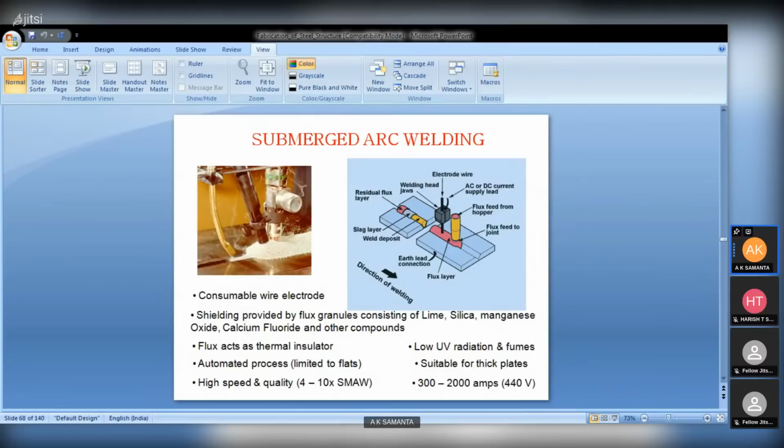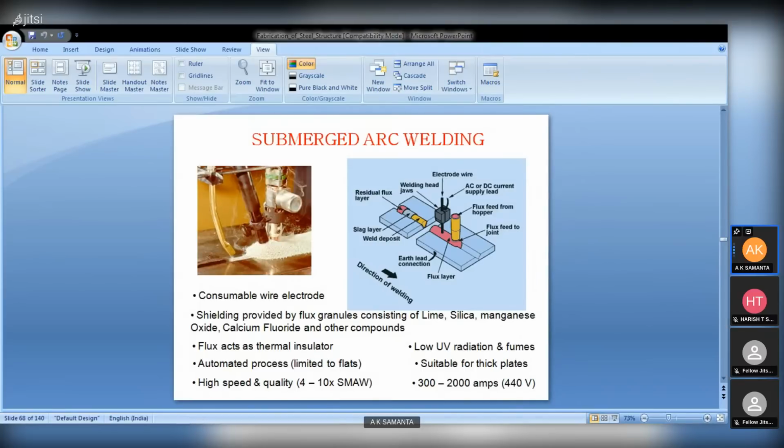It is costlier, however, a very fast welding method. In this method, again the consumable will be similar to MIG, that is the wire electrode. Shielding will be provided by a granular flux consisting of lime, silica, manganese oxide, calcium fluoride, etc. These things, when melted, will form a gas and seal the weldment.